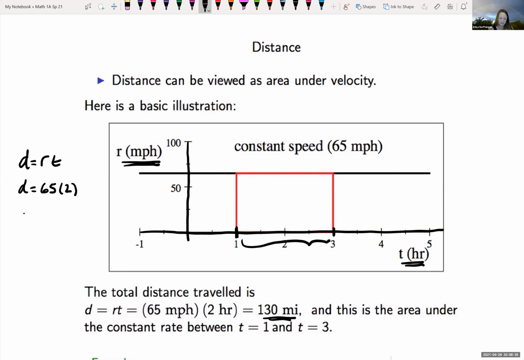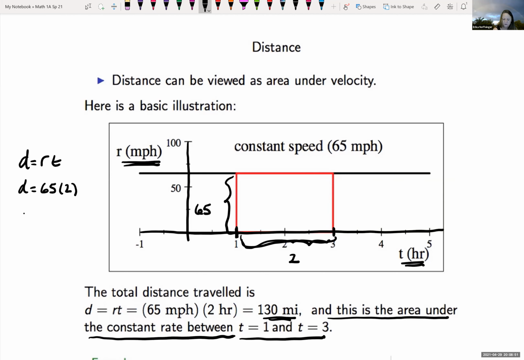Okay, but notice that that's also the area that's under this constant rate between t equals 1 and 3. If we look at this, the height of this rectangle is 65, and this base of this rectangle is 2. So it's the same thing as this area under the curve. Okay, but that is where you're doing a constant speed at 65 miles per hour.